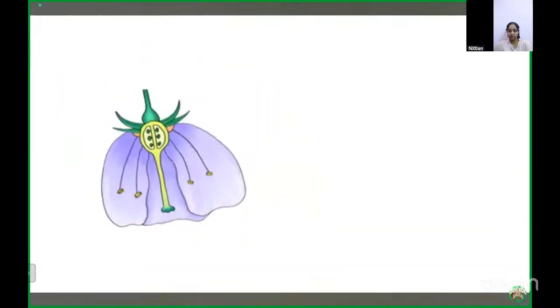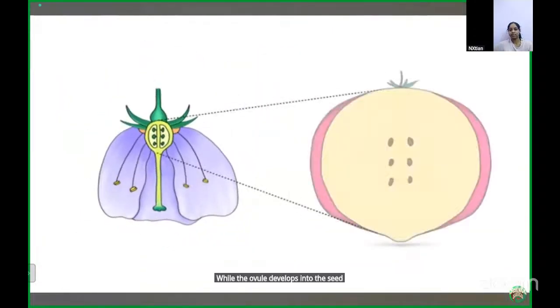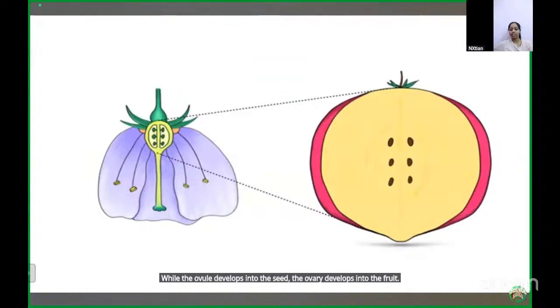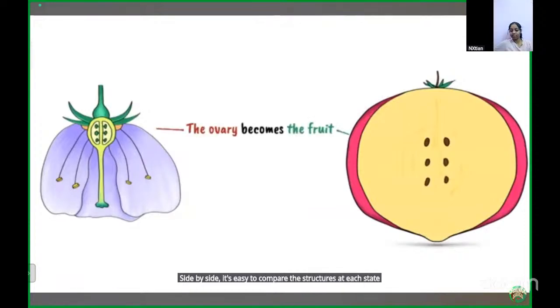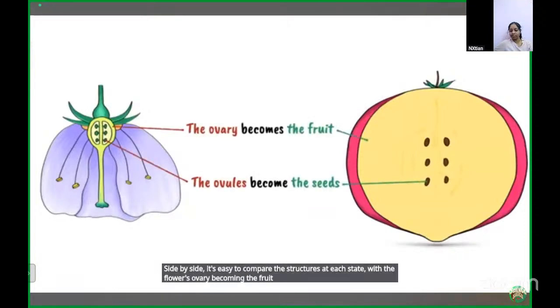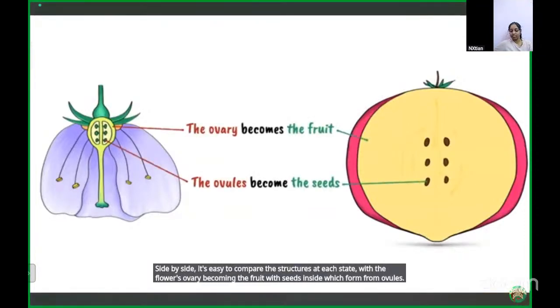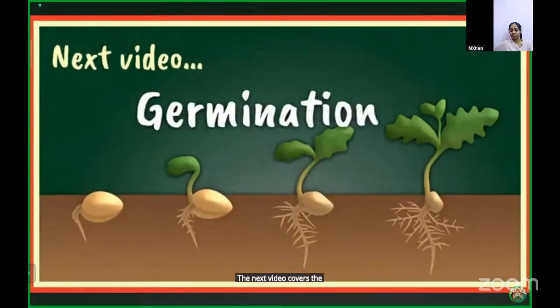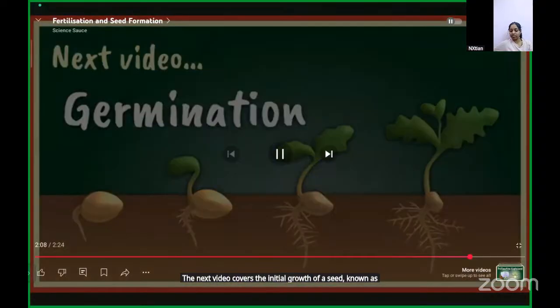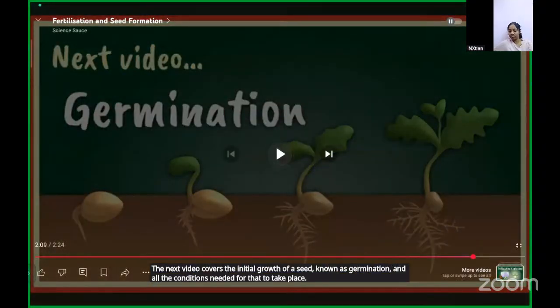While the ovule develops into the seed, the ovary develops into the fruit. Side by side, it's easy to compare the structures at each stage, with the flower's ovary becoming the fruit with seeds inside which form from ovules. The next video covers the initial growth of a seed, known as germination, and all the conditions needed for that to take place.